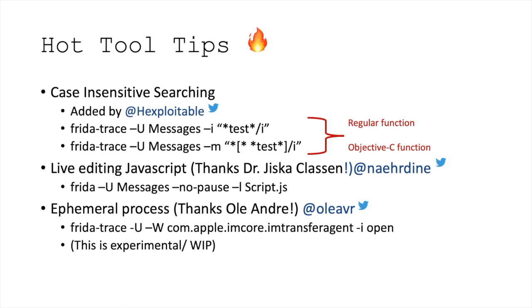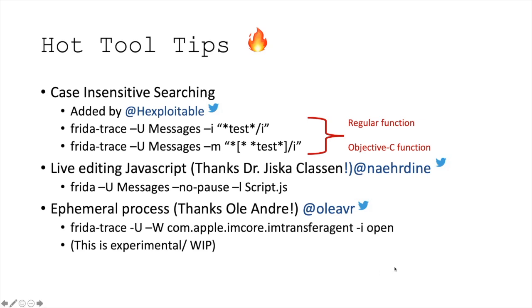If you read through the Amnesty International or the Citizen Lab or one of those reports, you'll see that there's this weird process called IM transfer agent that's one of the core functions in that call chain. And you actually can't connect to it. It's because it's one of these ephemeral processes, so it's constantly respawning over and over again, and so you can't hook it. So they use this thing called spawn gating, and with the -W flag, you can do it, and you have to pass the bundle ID, and then -i open, and then that will create kind of like an open hook, and it waits for the process, and then it catches it once it runs.